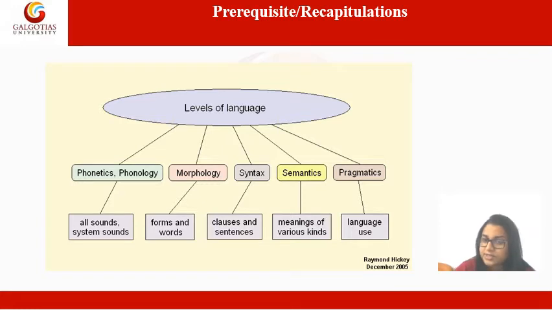Then syntax. Syntax is also a level of linguistics. The definition of syntax is the study of sentences, or you can say sentence formation. Then we have semantics and pragmatics. Semantics and pragmatics both have different meanings, but both of them go hand in hand because both deal with the meaning of the word, where semantics deals with the meanings.